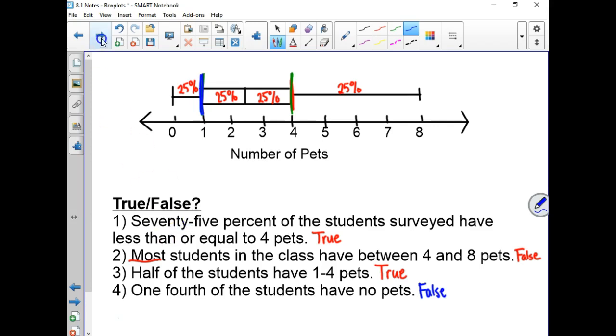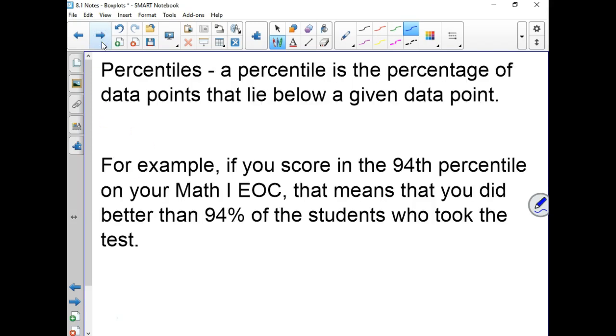And there's one more thing we need to talk about. These are not directly related to box plots, but they're similar, and those are percentiles. So a percentile is the percentage of data points that lie below a given data point. So one place you've probably seen this a lot is on your EOC. So for example, if you score in the 94th percentile on your Math 1 EOC, that means you did better than 94% of the students who took the test. So you did better than 94% of the other students.